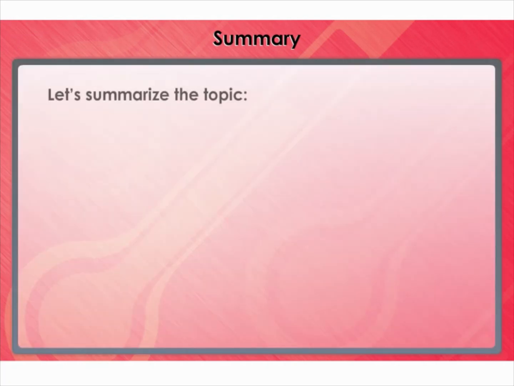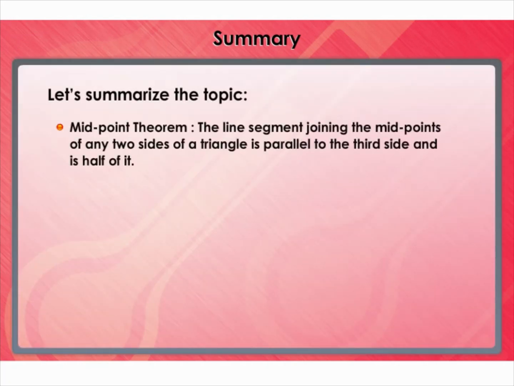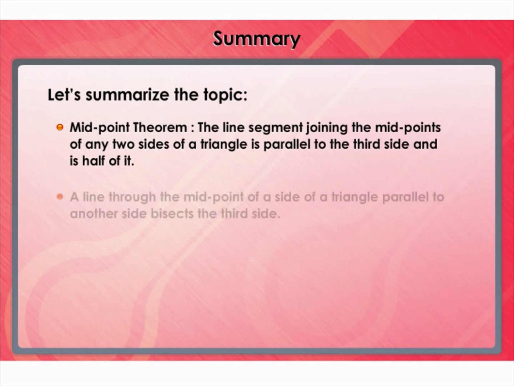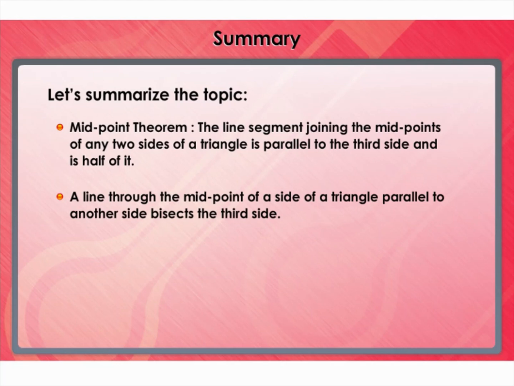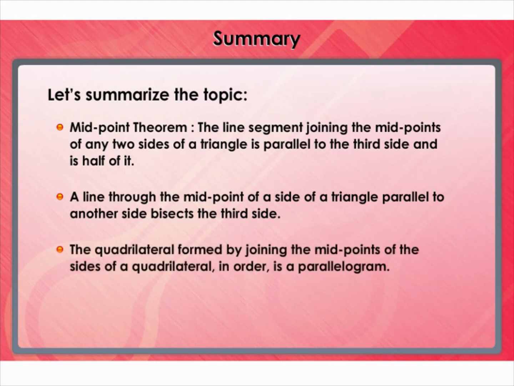Summary. Let's summarize the topic. Midpoint theorem: the line segment joining the midpoints of any two sides of a triangle is parallel to the third side and is half of it. A line through the midpoint of a side of a triangle parallel to another side bisects the third side. The quadrilateral formed by joining the midpoints of the sides of a quadrilateral in order is a parallelogram.